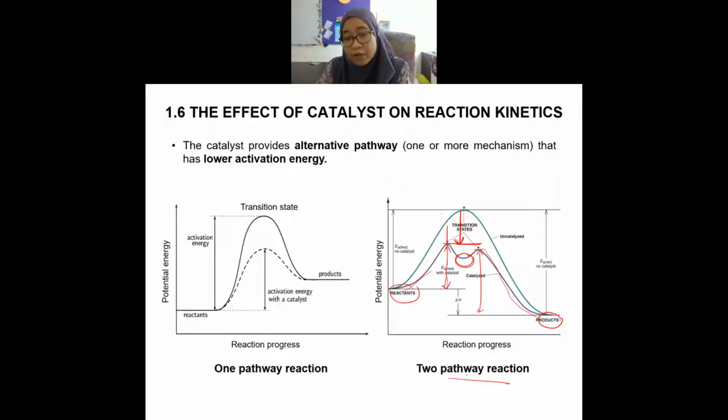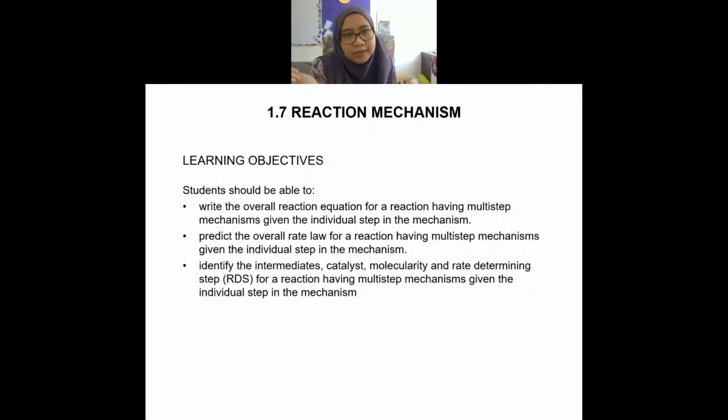It can also be more than two pathway. We can also have three pathway. That means we will have three EA there. EA. This is also another EA, and then another EA. Three pathway reaction. Okay, alright. So this is how the catalyst behaves, basically. Okay, done.